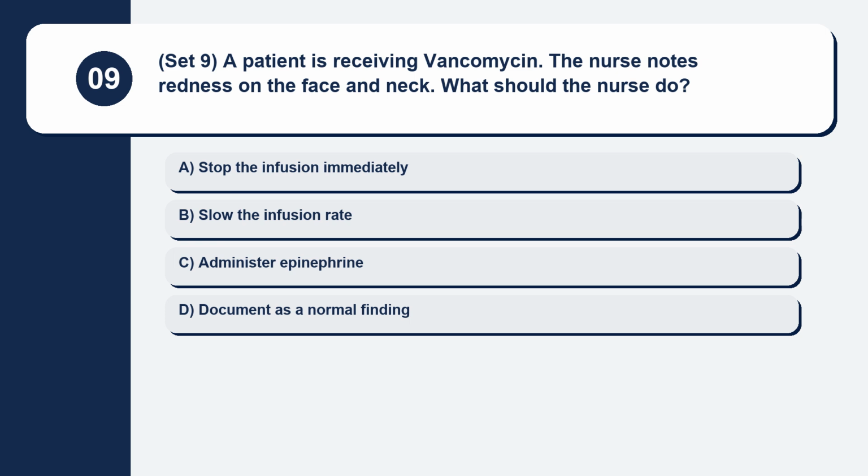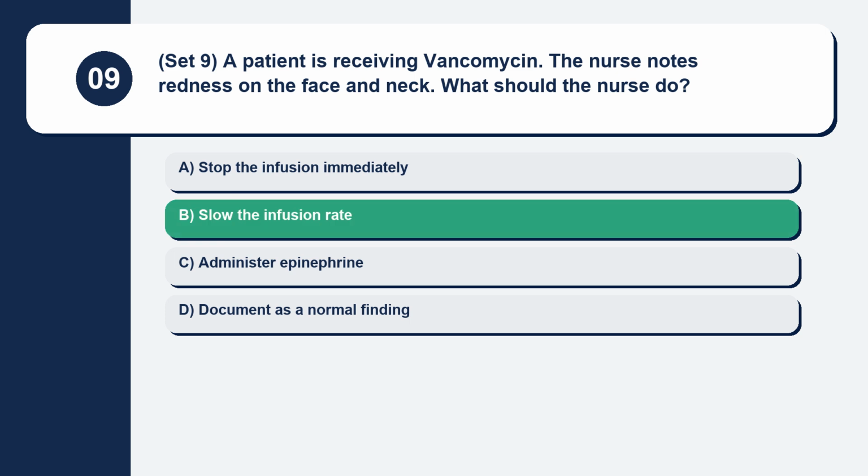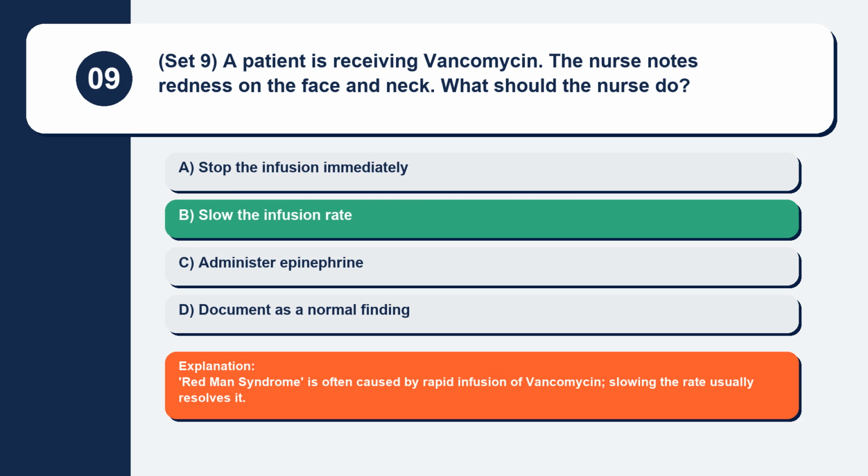Question 9. Set 9. A patient is receiving vancomycin. The nurse notes redness on the face and neck. What should the nurse do? Stop the infusion immediately, slow the infusion rate, administer epinephrine, document as a normal finding. Red man syndrome is often caused by rapid infusion of vancomycin; slowing the rate usually resolves it.